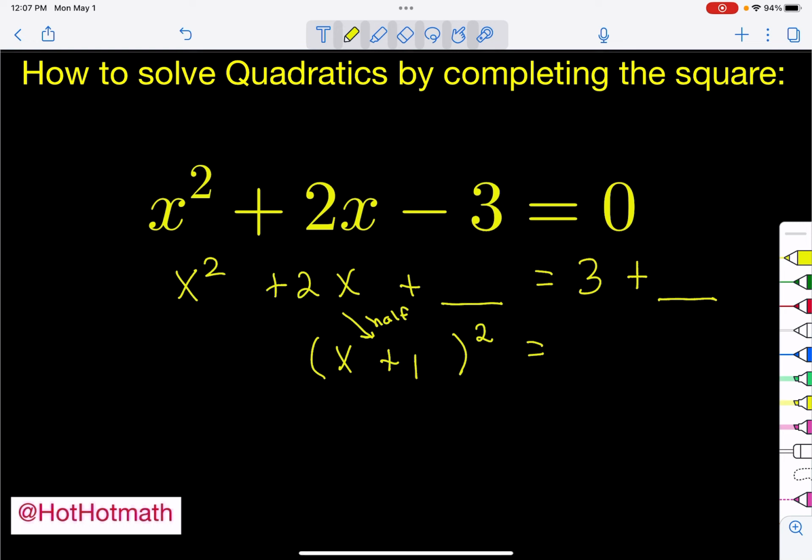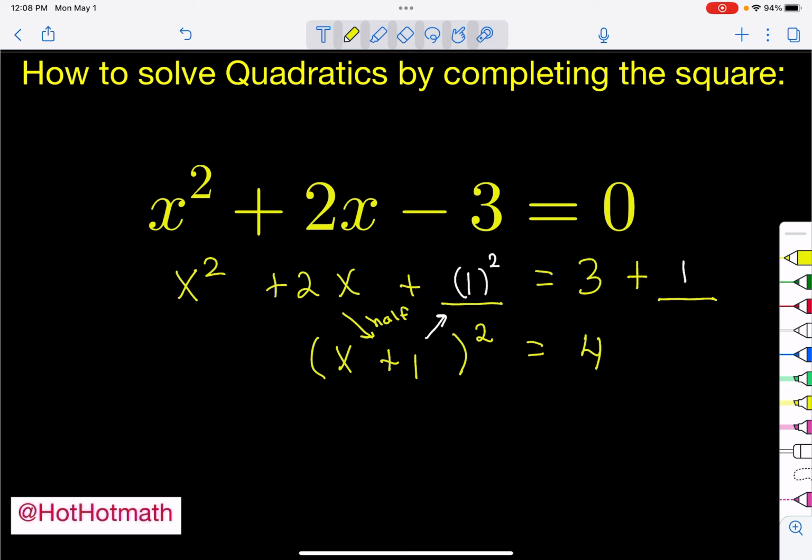And then this spot is going to be filled by squaring that number. So whatever that number is, we're going to square it. Now, I actually write it here to remind me what I'm doing, and then I'm going to actually do the square and put it over here. Well, 1 squared is 1. Now, on the right, we are ready for it to just be a number. 3 plus 1 is going to fill that spot. So that's going to equal 4. Okay, so now we have this x plus 1 squared equals 4.